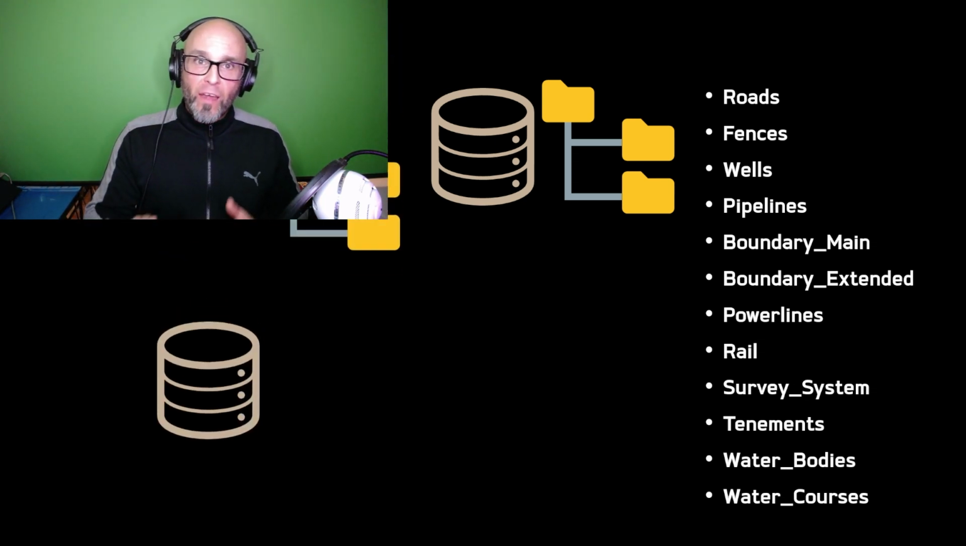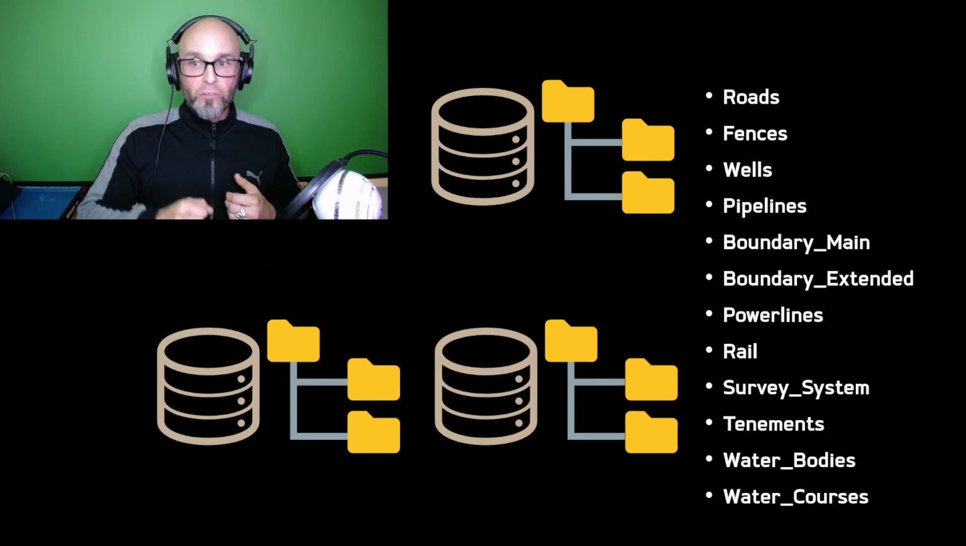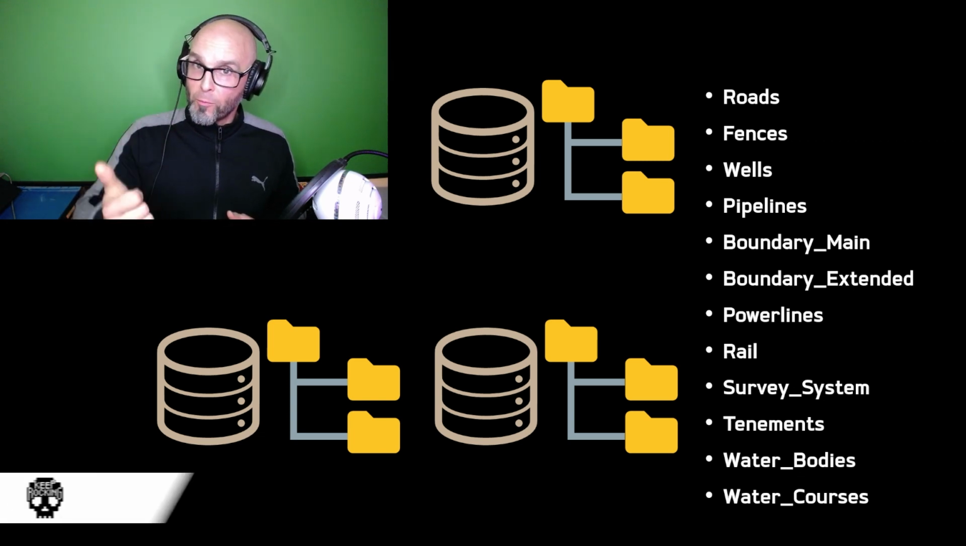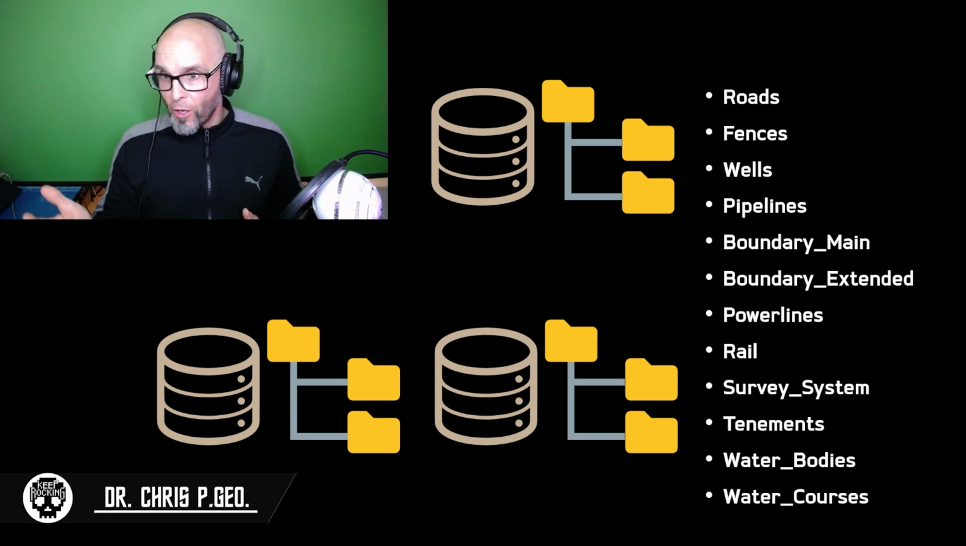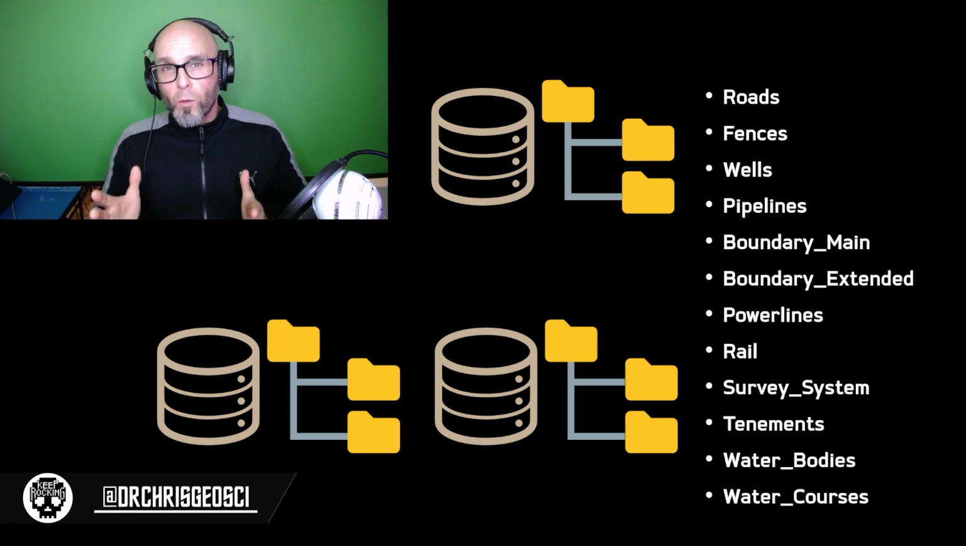What this means is that in one of your projects, roads are roads. In another project, roads are roads. In another project, roads are roads. Now, why do we do this?